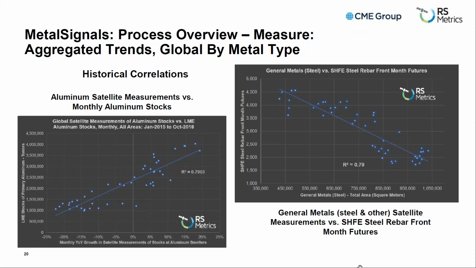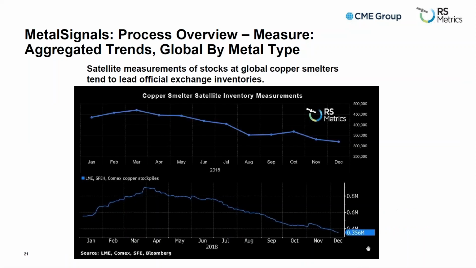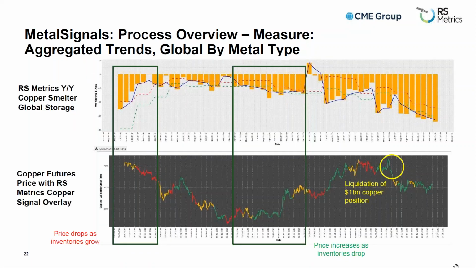you can see on the left, aluminum inventory versus what we're measuring for aluminum smelters globally lines up about 80%. And we measure steel that's sitting at ports, mostly steel rebar, and that actually lines up with steel rebar front month futures, about 80% as well. And going forward, when we predict, it's also about 80% directionally accurate, which I'll show you. Just again, forecasting using the satellite inventory measurements lines right up with exchange inventory measurements.